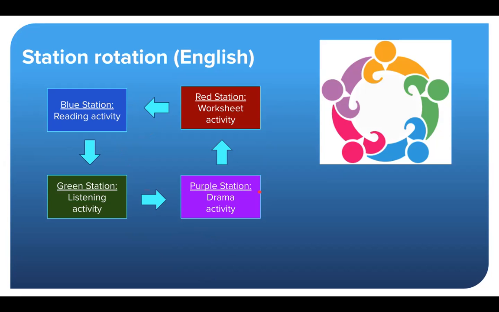So for example, you could say, Sumit, you should be at the blue station doing the reading activity. So usually there's a time limit for each activity. So say each group would have maybe 5 minutes for each activity. And once that time's finished, you tell the groups to stand up and move to their next station.